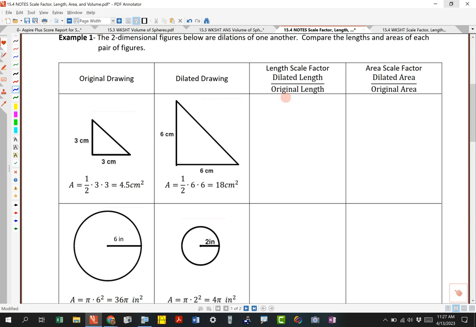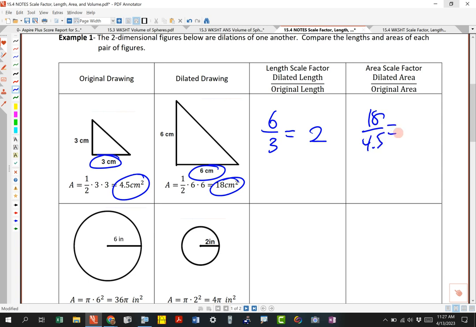So if we're talking lengths, I'm going to take this length of 3 and this length of 6, and we're going to do the dilated length, the second one, divided by the original one. You may have heard in 7th grade when we start doing dilations, we talk about new over old, and we do the same thing in 8th grade, the same thing in 9th grade. So if I do the new one, which is 6, over the old one, which is 3, I end up with a 2. If I do the same thing with the areas, I take the new area divided by the old area. So this is going to be 18 divided by 4.5. We end up with 4.